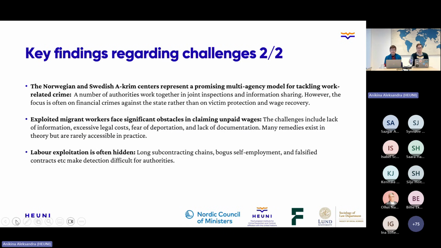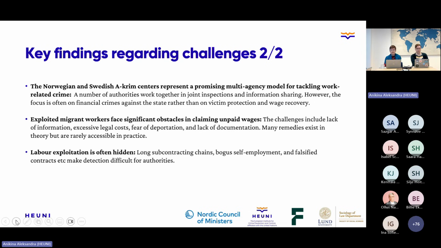We then have the Norwegian and Swedish multi-agency cooperation as examples of promising practices, but we have also included this among the challenges because there still remain some challenges in this work. So in Norway and Sweden, this work towards work-related crime is combined under the framework of these A-krim, arbetslivskriminalitet centers, where a number of agencies at the national level cooperate to tackle work-related crime. The authorities in these countries do joint inspections in workplaces, and they also share information. For instance, in Sweden, the information sharing provision has been strengthened so that the authorities can actually share information quite easily nowadays.